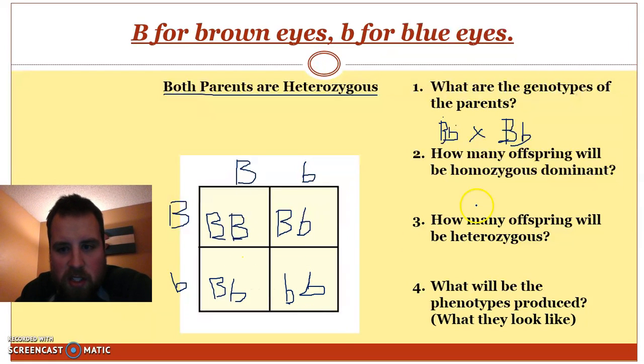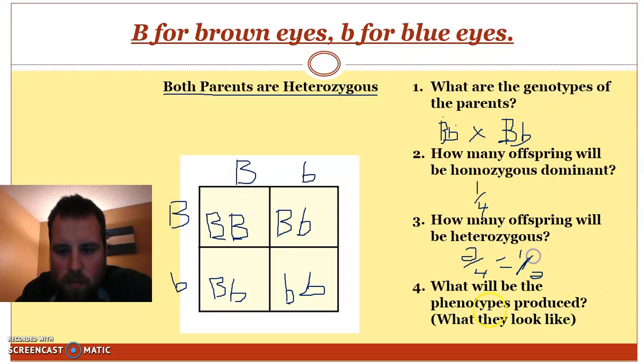All right, let's look at some questions here. How many offspring will be homozygous dominant? So big B, I see 1 out of 4. How many offspring will be heterozygous? Let's see, 1, 2 out of 4, which we said equals 1/2.